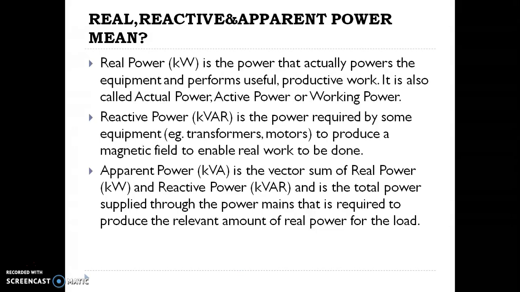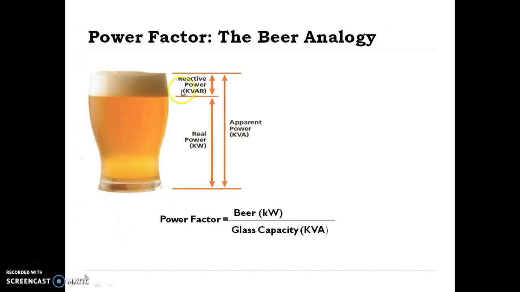I will explain the power factor clearly by using a beer analogy. Suppose you are going to a shop to purchase one beer. We are paying the amount for one glass of beer. If you purchase one beer, you will see there is a foam above the beer, because we are paying the full amount for one glass of beer, but we are getting a lesser value of beer because of this foam. This foam is called as reactive power. There is no use in that.